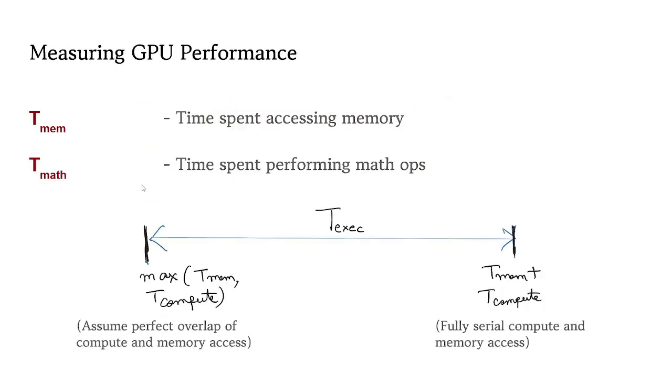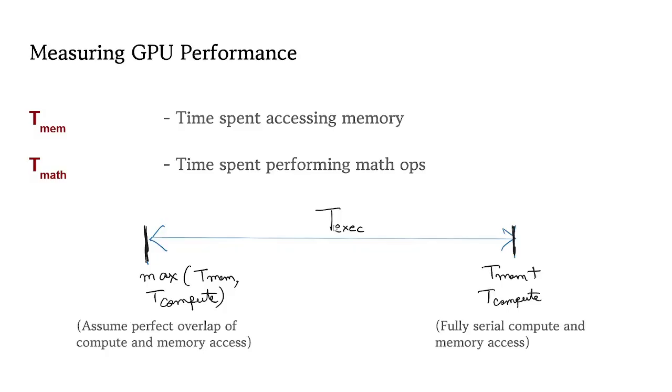Consider a simplified model where a function reads some input from memory, performs math operations, and then writes its output to memory. Let's denote by Tmem the time spent doing memory operations, by which I mean transferring things from the main memory of the GPU to the GPU cores which do the execution. And Tmath is the time spent doing the math operations. Here we don't talk about the CPU overheads, we're just focusing on the GPU.